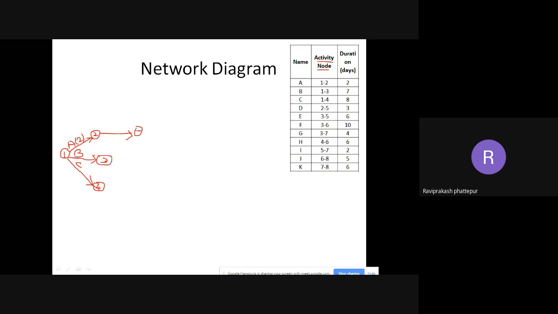Then G is 3 to 7. Where is 7? 7 is also not there for me. So what I'll do? I'll put 7 here like this. 3 to 7. Arrow is very important again. 3 to 7. Okay. Then 4 to 6. Oh, what happened here?